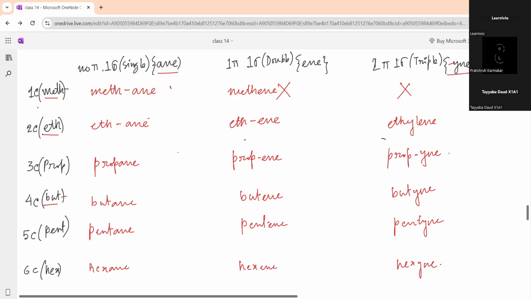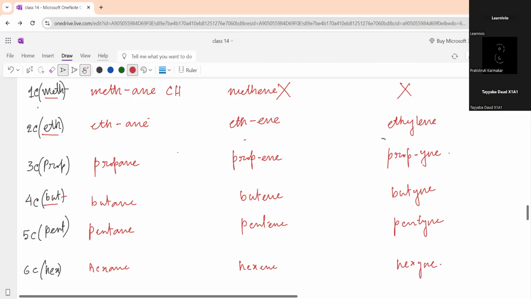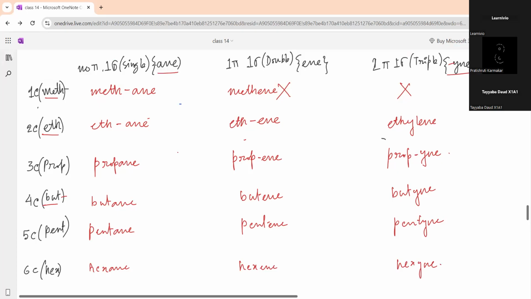Now, what was the formula for methane? The formula for methane was CH4, right? Formula for ethane was C2H6. Propane C3H8. Butane C4H10. Pentane C5H12. Hexane C6H14.